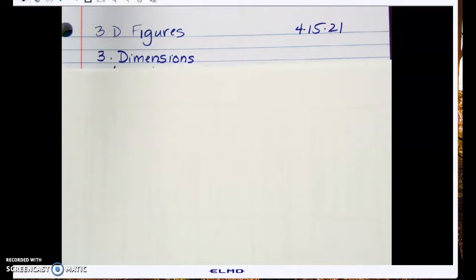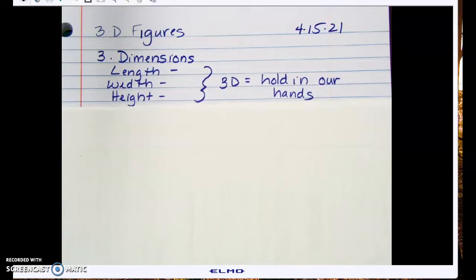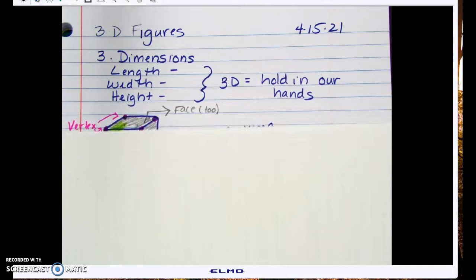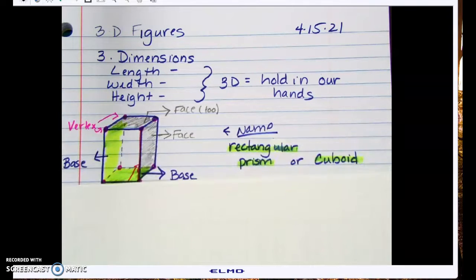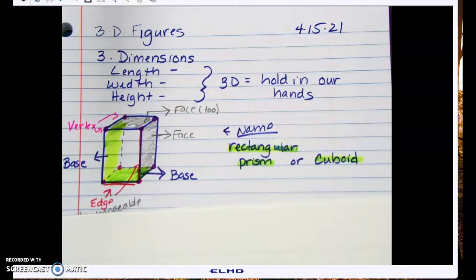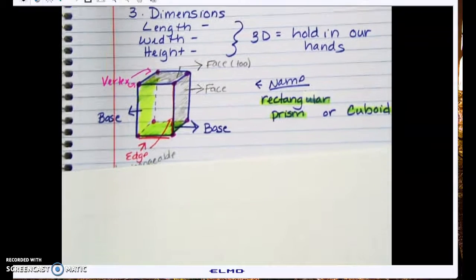3D means three dimensions. What are the three dimensions? Length, width, and height. It's something you can hold in your hand. So an object that is not flat is 3D. So let's take a look at this figure. So we have this figure that has all these different labels on it.